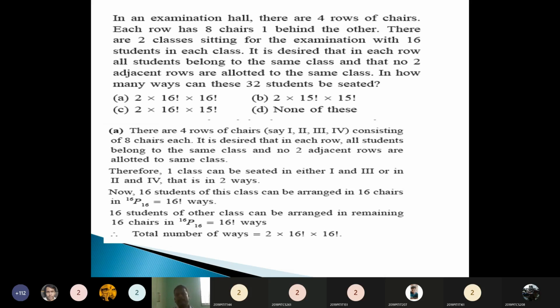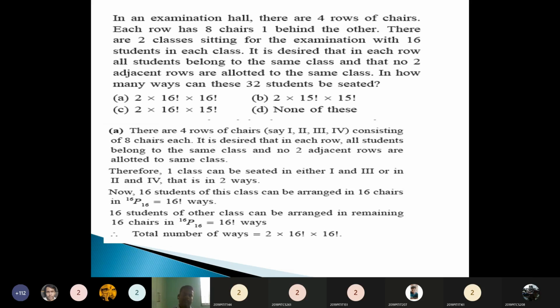Yes, next one. In an examination hall, there are 4 rows of chairs. Each row has 8 chairs, one behind the other. There are 2 classes sitting for the examination with 16 students in each class. It is desired that in each row all students belong to the same class and that no 2 adjacent rows are allotted to the same class. In how many ways can these 32 students be seated?